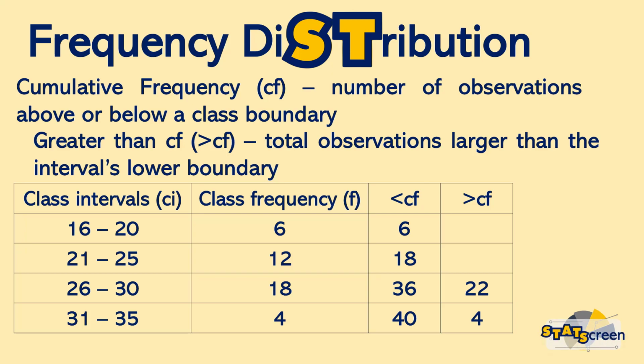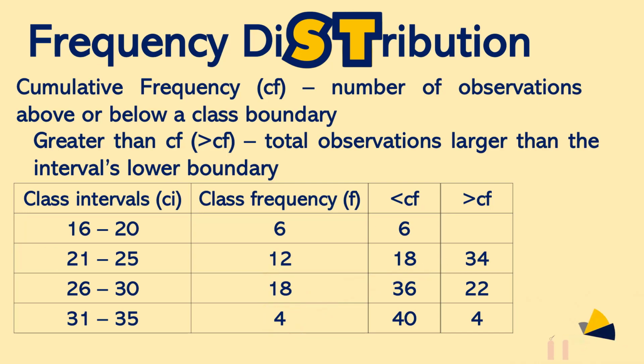Now for our next class interval, the lower class boundary is 20.5. So it includes the value of 12, the value of 18, and then 4 as well. So 12 plus 18 plus 4, you will get a result of 34.